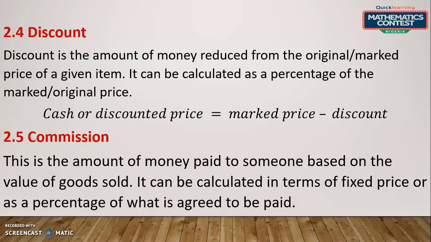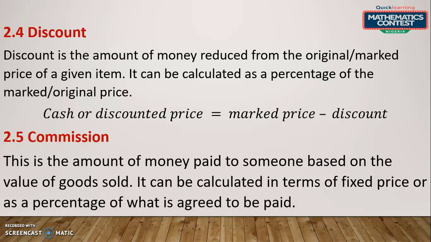Let me just give a very quick scenario. Supposing I'm selling a bottle of drink for 100 naira, and that is the marked price or the original price. Now, if you want to buy, I can say I'm giving you a discount of 5 naira. So the discounted price, or what you'll be paying, given that I'm giving you a discount of 5 naira, is 95 naira, because 100 minus 5 gives us 95. So that's just the idea of discount. Discount always comes when a customer is making a high number of purchases. Then you just reduce the price.